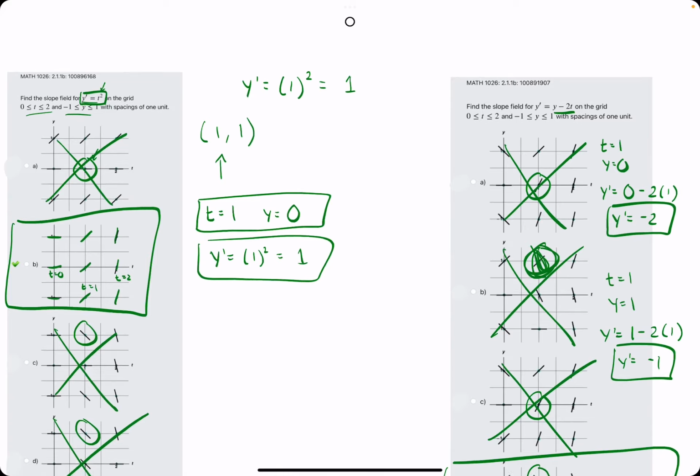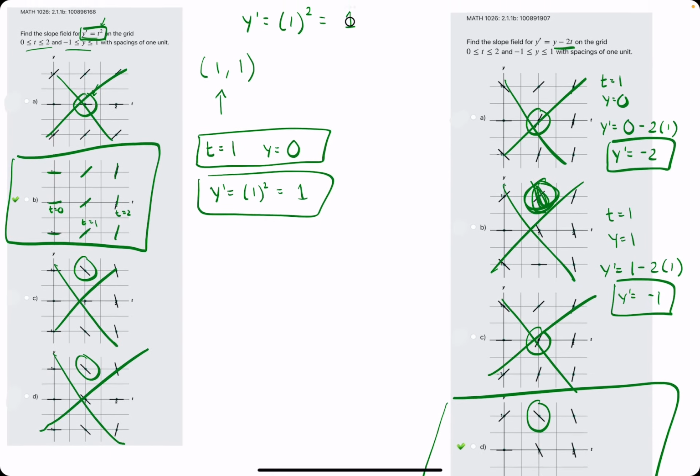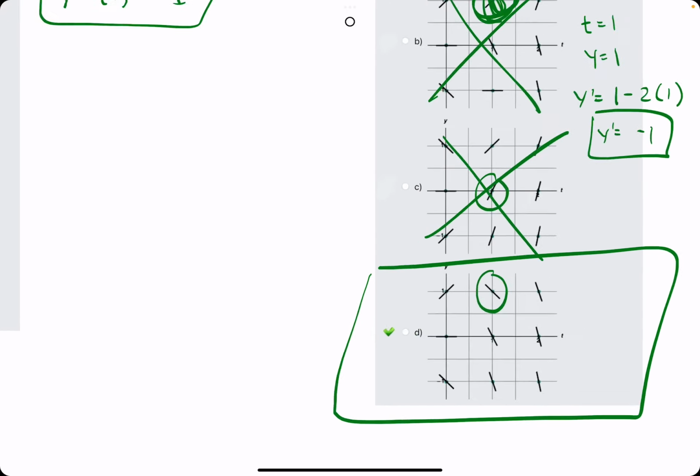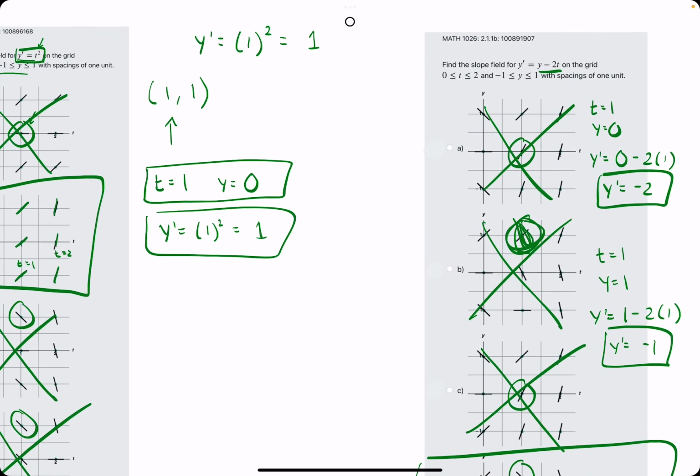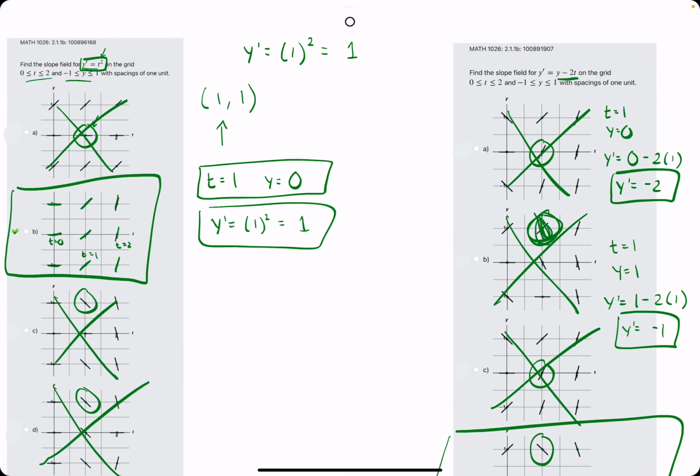So I really like this elimination method. I think it's a good direct approach, because otherwise there's so much to look at in these slope fields, but the elimination method is a way to really break it down.